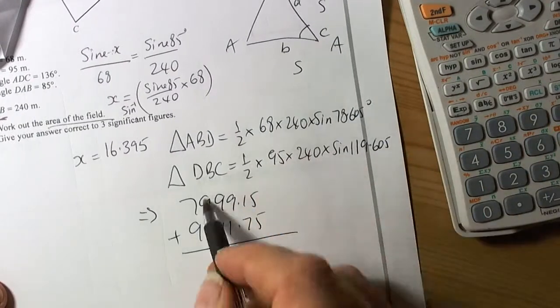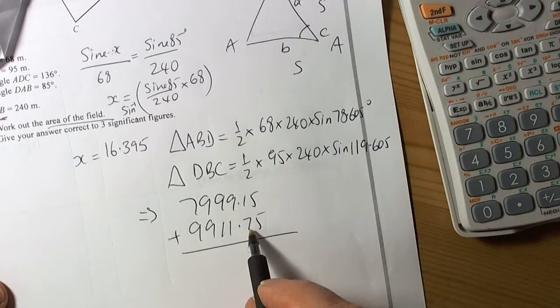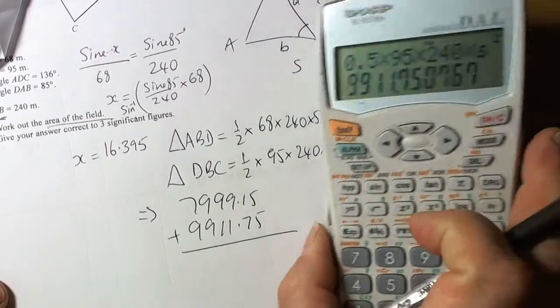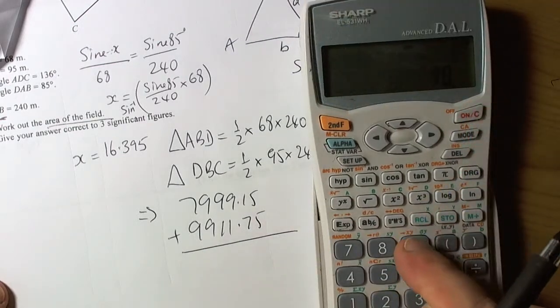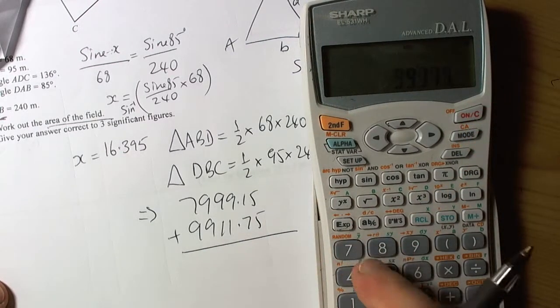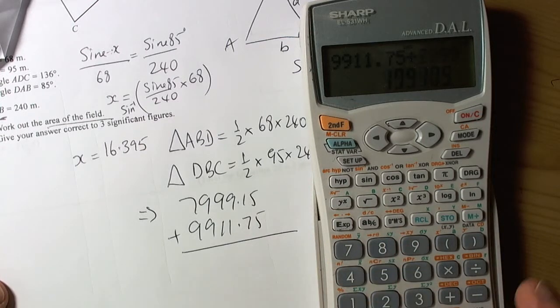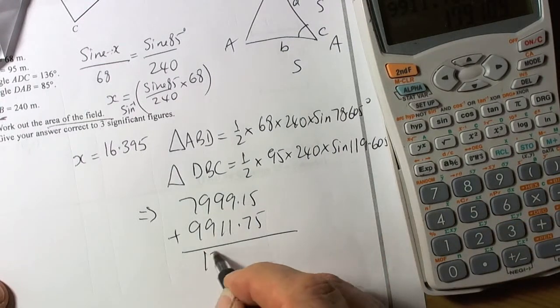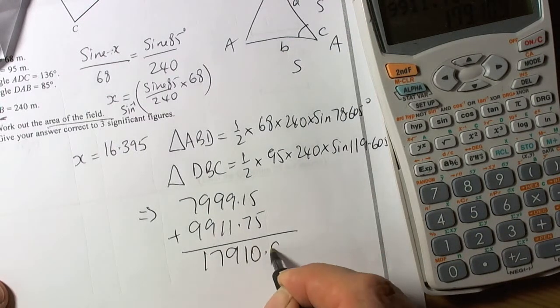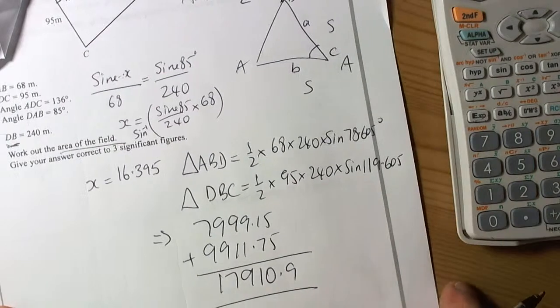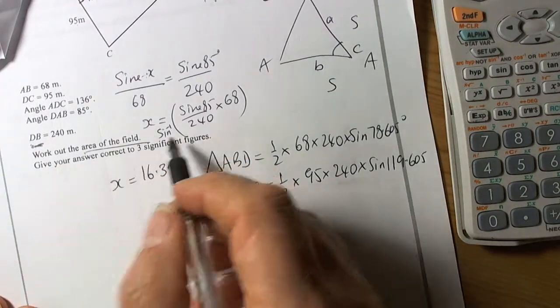The total area means we've got to add those together. So we've worked out what those two are. Those are the two answers for the areas of both triangles. So we're going to add those together to get the total. So we've got 9911.75 plus 7999.15 equals 17910.9. As always, we look at the question again, make sure we've done what they expected.